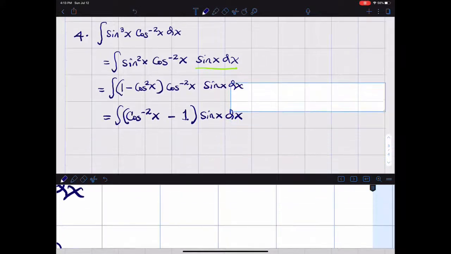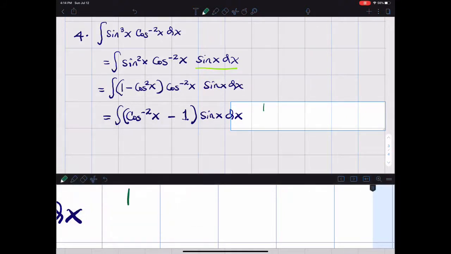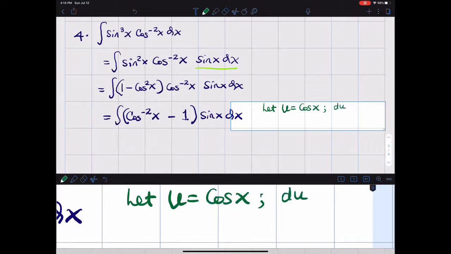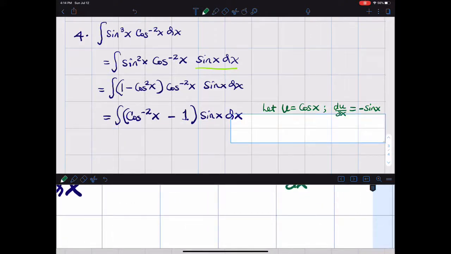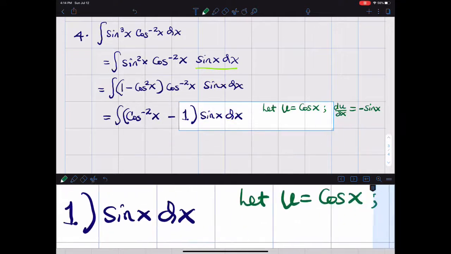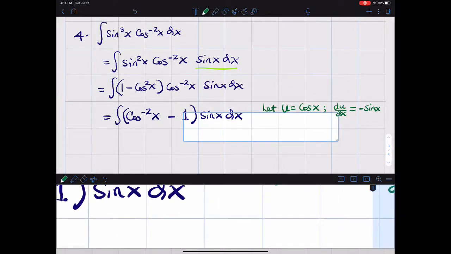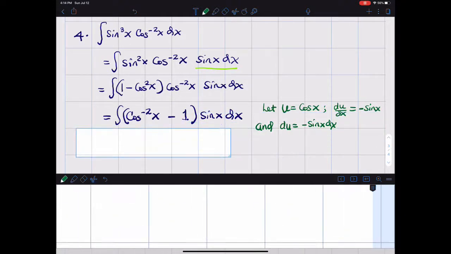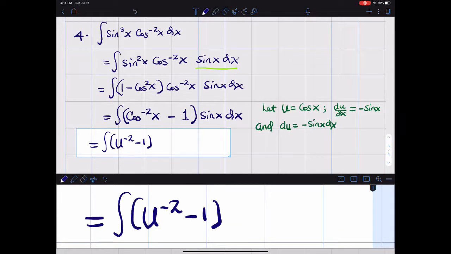So u substitution can help us now. Let's let u be cosine of x. In that case, du/dx is negative sine of x, so let's solve for du: du is equal to negative sine of x dx. So in here, this is the integral of u to the power of negative 2 minus 1 times du.